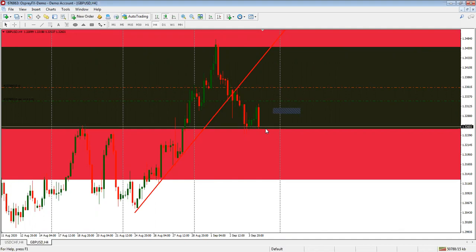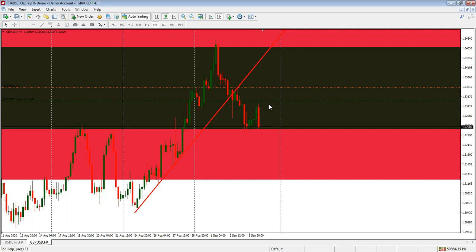If you don't know limit orders, it's an order to sell above current price, which is a sell limit. A buy limit is an order to buy below current price.